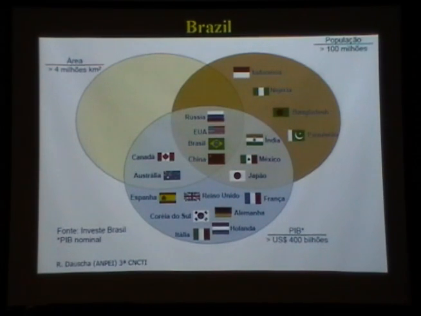So I took this graph from people that I'm showing here. All the countries in the world that have a population larger than 100 million people, an area larger than 4 million square kilometers, and a GDP larger than $400 billion a year. If you take all these countries, you end up with only four in the world: Russia, United States, China, and Brazil. Of course, you have Australia and Canada with a huge territory, but the population is pretty small.